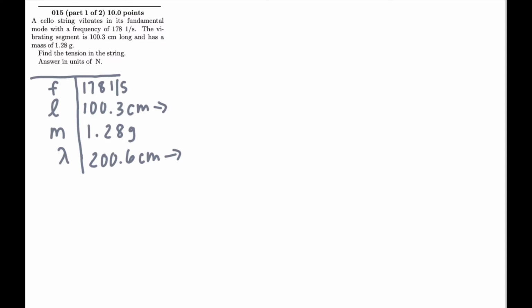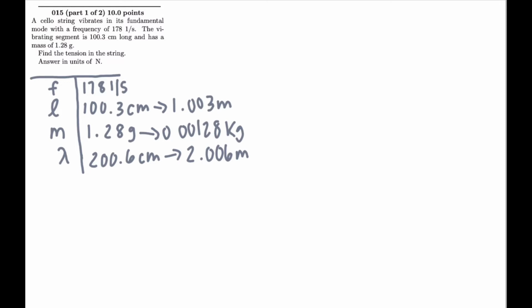So if I convert 100.3 centimeters, that gives us 1.003 meters. And then if I convert 200.6 centimeters, that gives us 2.006 meters. And then 1.28 grams gives us 0.00128 kilograms. Okay, just make sure your numbers are converted because otherwise you're going to get the wrong answer in Quest.